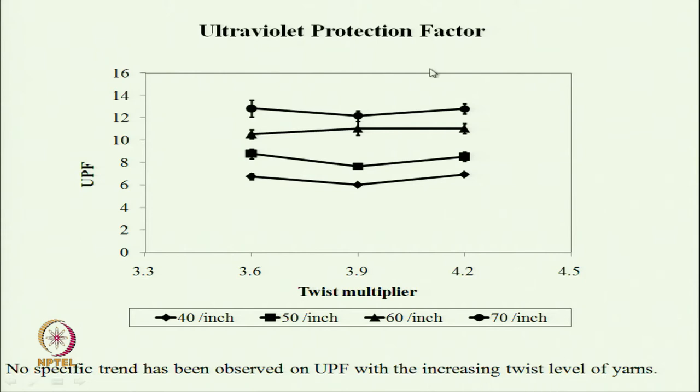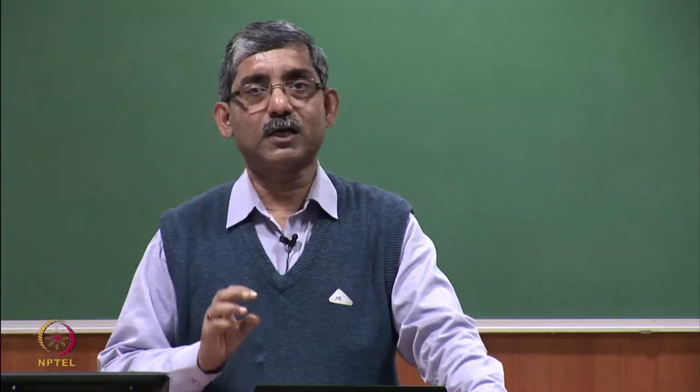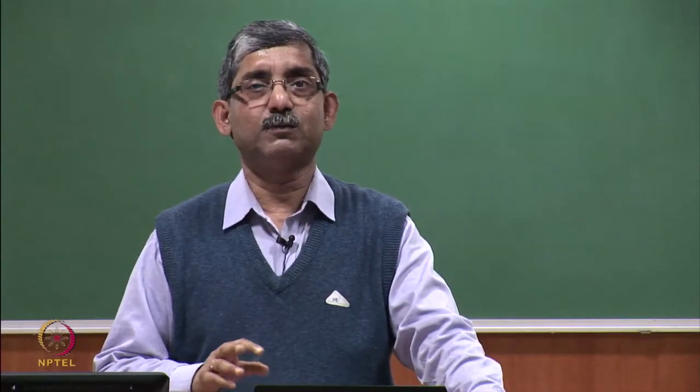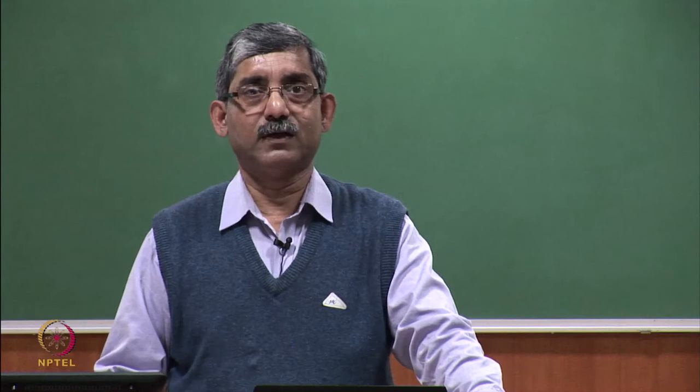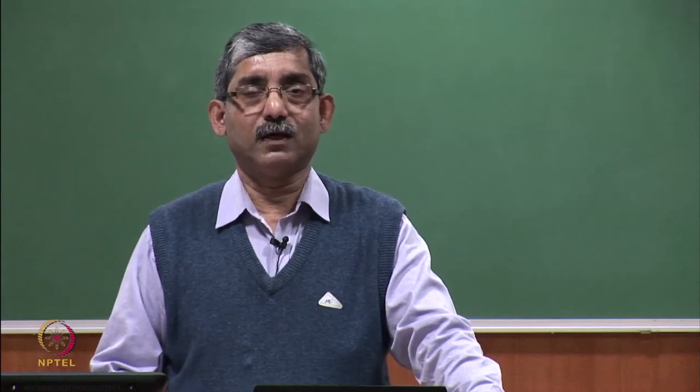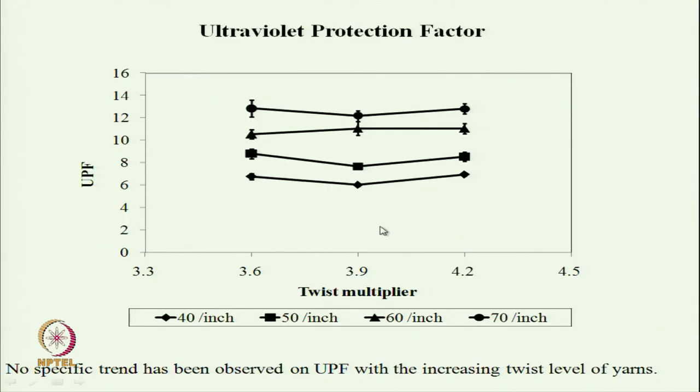So, if we try to keep the mass per unit area, ends per inch, and peaks per inch constant, this twist level is not showing any significant trend. The reason can be explained by the two factors which I have already mentioned.